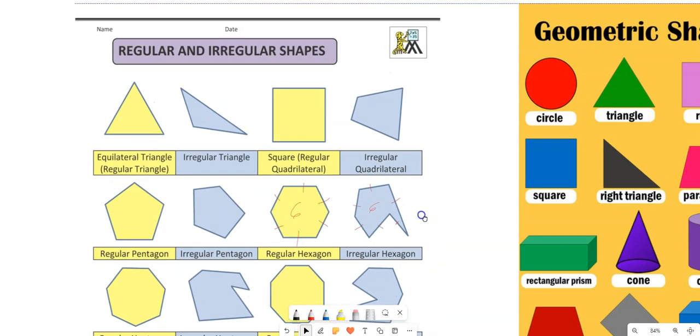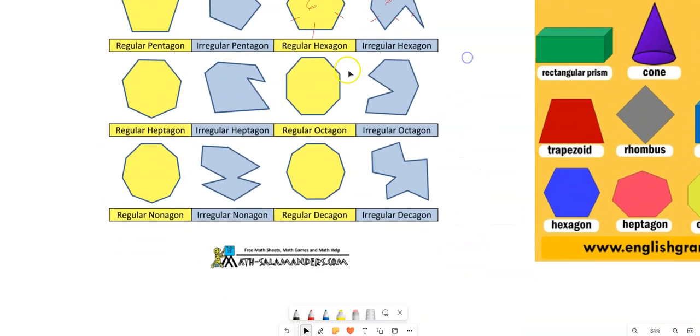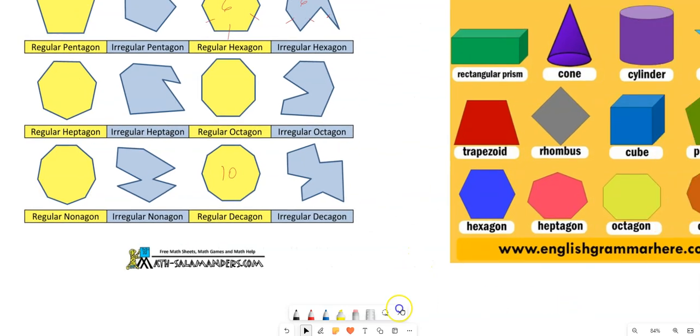Let's take a step further. Let me just lock this figure in place. All right. So here we have the irregular heptagon, regular octagon, irregular octagon, regular nonagon, irregular nonagon, regular decagon, and deca has 10, irregular decagon. We move over and look at some more shapes.